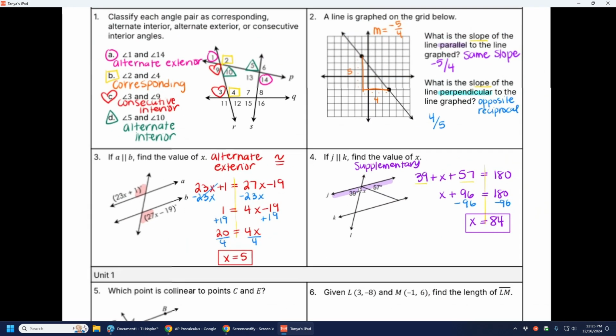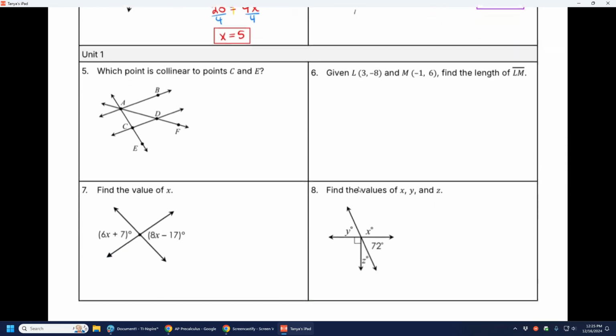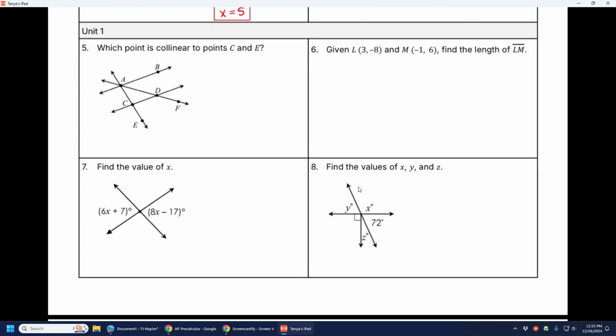Okay, so that is the stuff that we're going to need from Unit 2, especially these two on the top, knowing all those different angles and knowing how to find slope. Okay, last but not least is Unit 1. We also have 4 questions from this one, and this one has a lot of vocabulary and like simple solving.